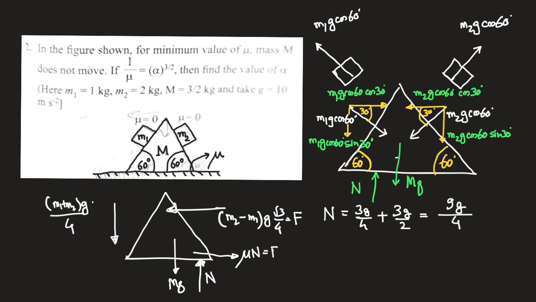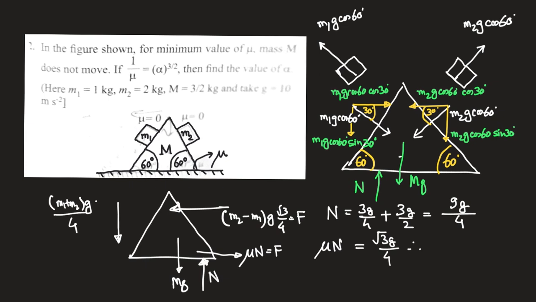Now this mu N is also equal to this F. So F or mu N is equal to (m2 minus m1), that is 1g, root 3. So root 3 g by 4 equals mu N. So mu times 9g by 4 is equal to root 3 g by 4. So 4 will cancel out, g will cancel out, therefore mu is root 3 by 9.